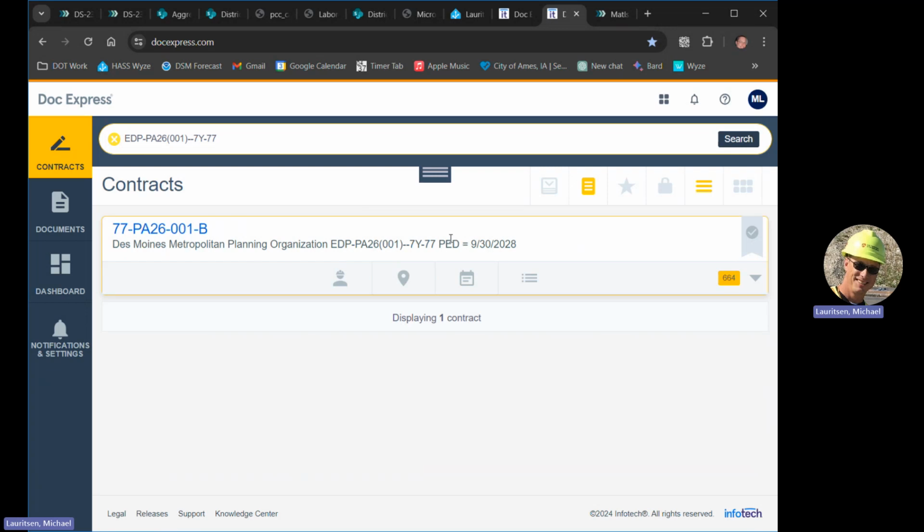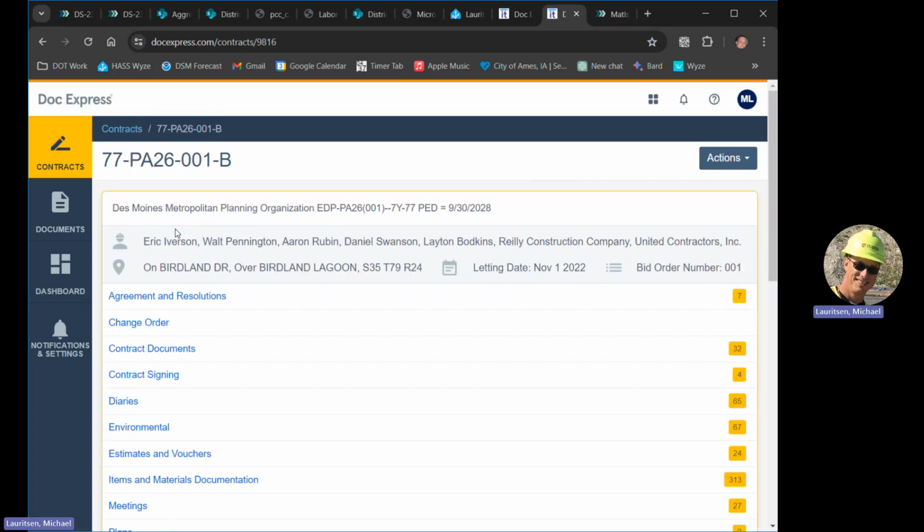Now, if it has the PED, I'm done. I just know that it's a category 1 and I know we're involved. If it didn't have the PED, you need to take one more step just to make sure, and that is to go into the contract itself. This will almost always be in the contract signing drawer, because the only ones we're looking for are non-Iowa DOT projects, and so that's local systems. So we go into the contract signing drawer.